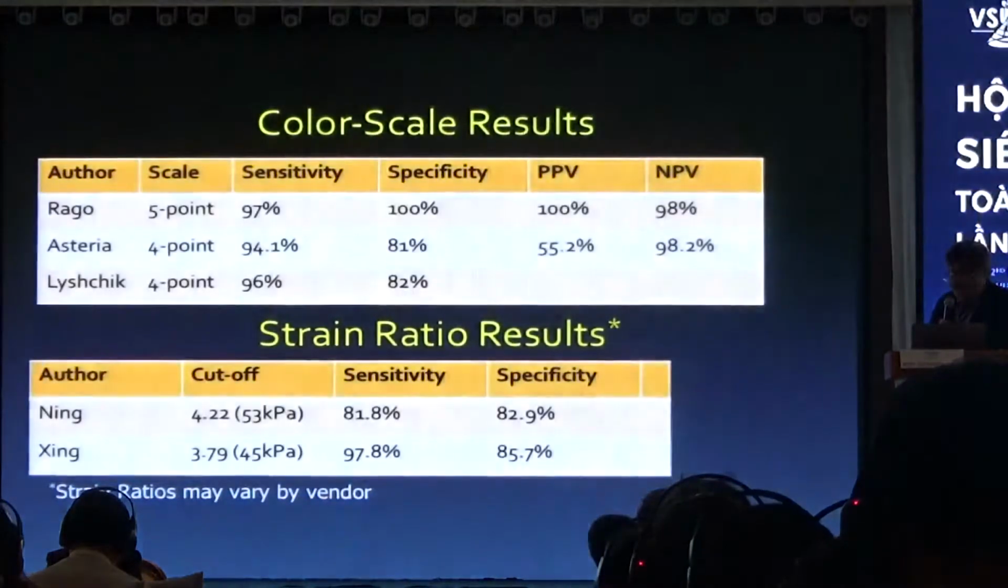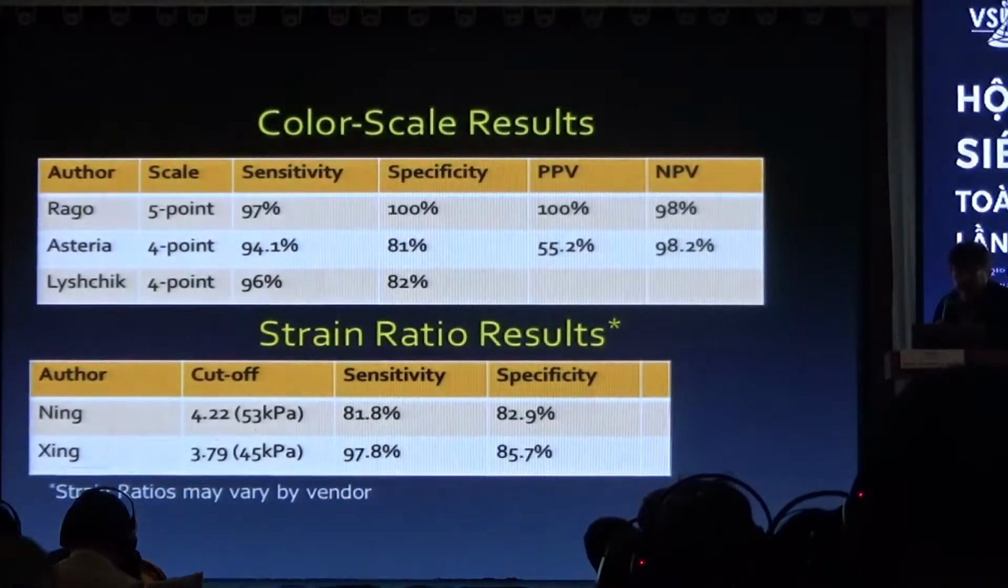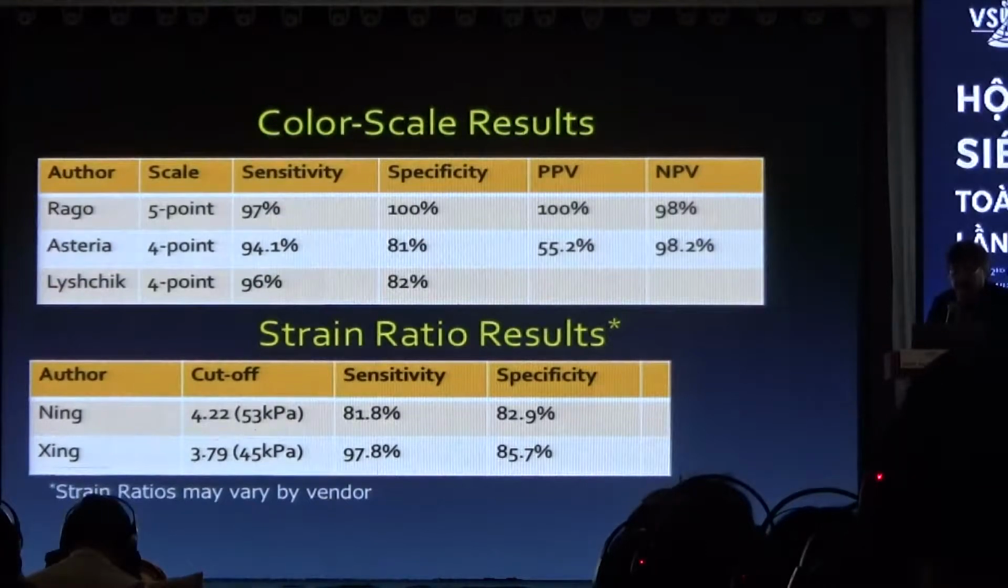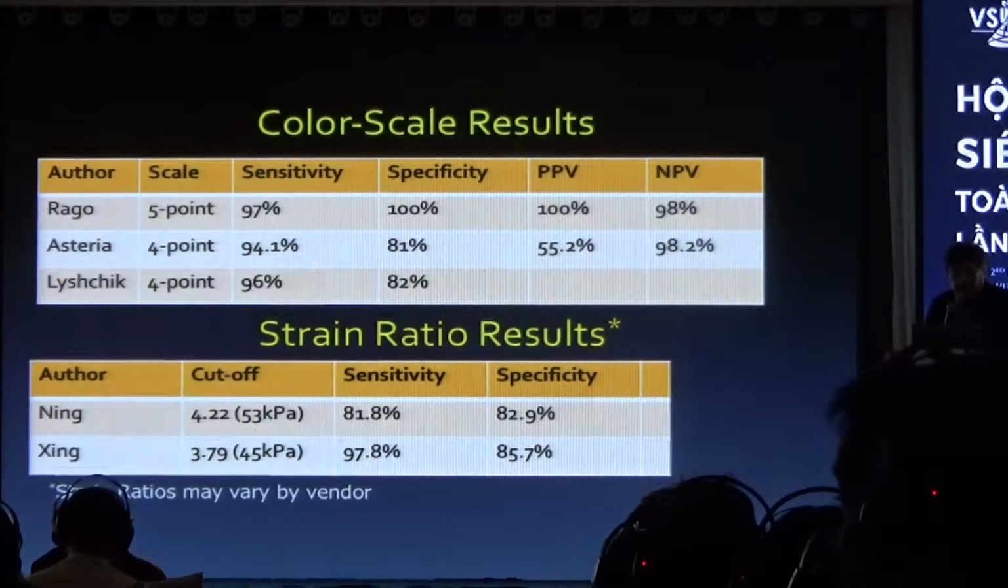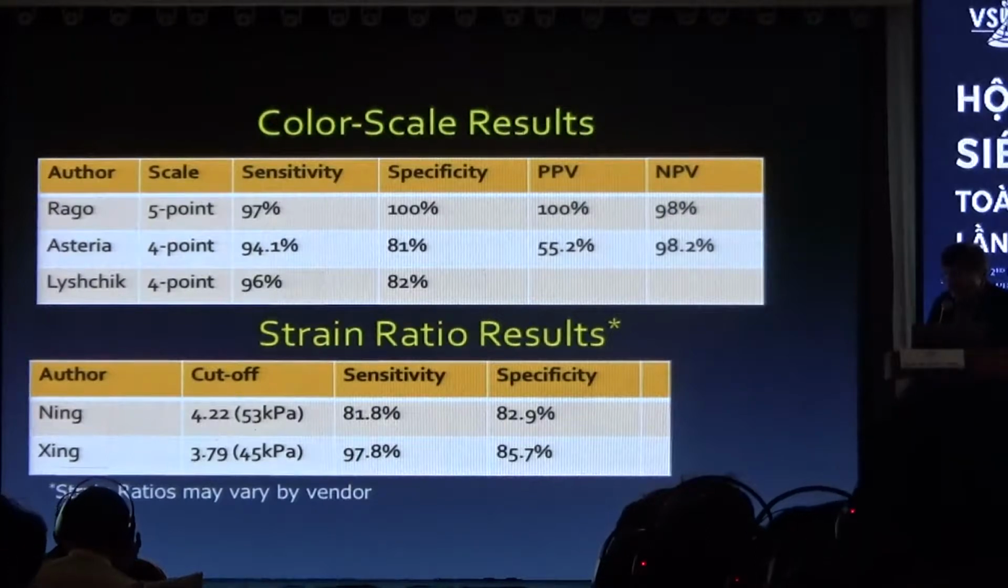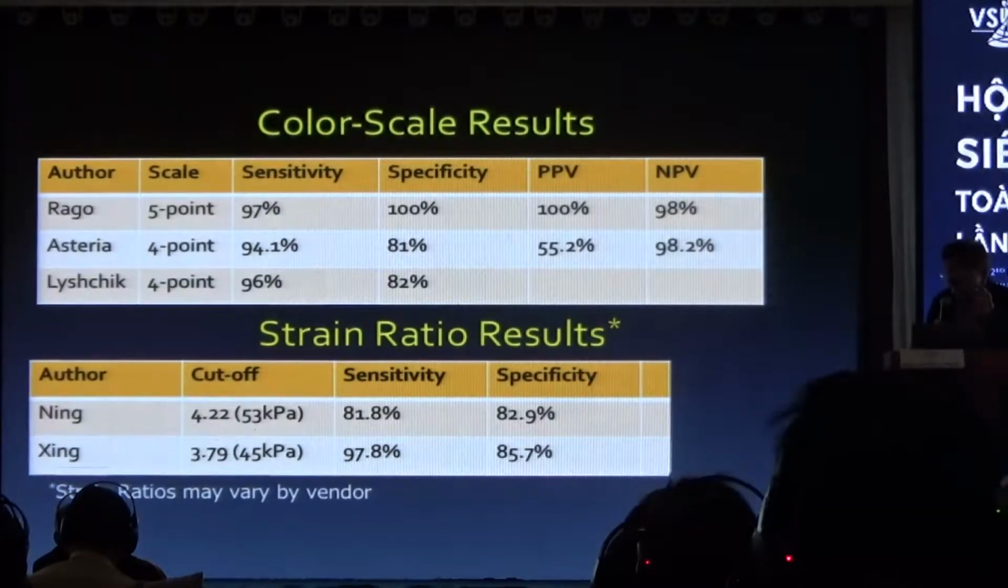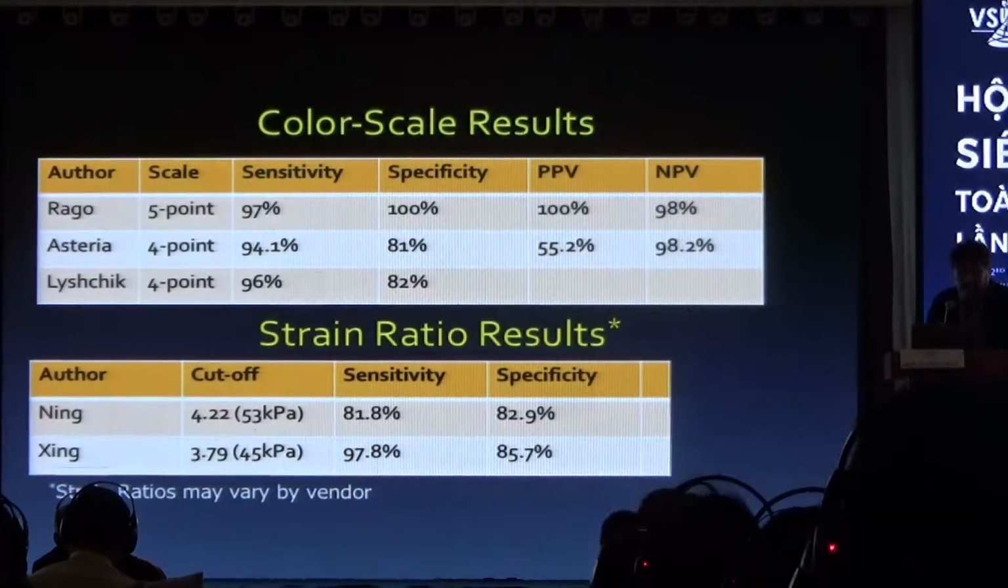Again, if we look at the literature, these are from different papers. You can see that we've got sensitivities in the high 90% and specificities in the 80 to 100%, but I'll tell you that there are a lot of papers that say that this is worthless also. So if you look at the literature, it varies greatly from being a very good test to a very bad test. And again, that goes to the technique is very critical.